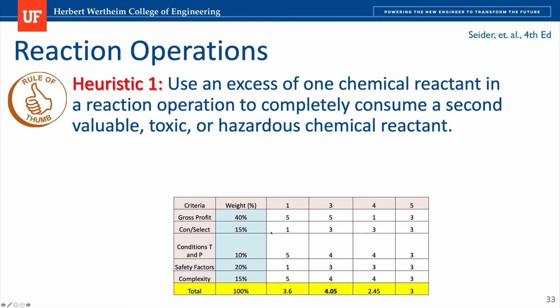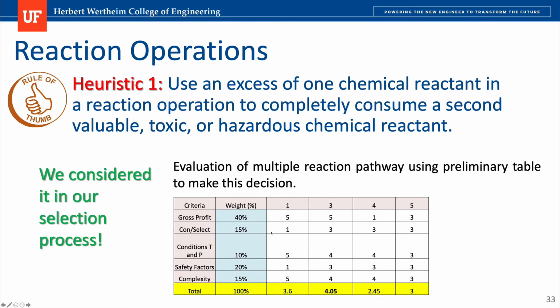The first heuristic that we're going to deal with is basically: use an excess of one chemical reactant in a reaction operation to completely consume a second valuable, toxic or hazardous chemical reactant. We did this preliminarily during our concept selection process, right? We considered safety. We basically evaluated multiple reaction pathways using a preliminary data table to make this decision. So we were thinking about this heuristic since the beginning. However, at the end, we will get back to it to make sure that we are meeting this heuristic as much as we can.